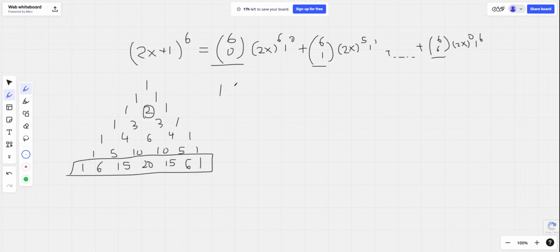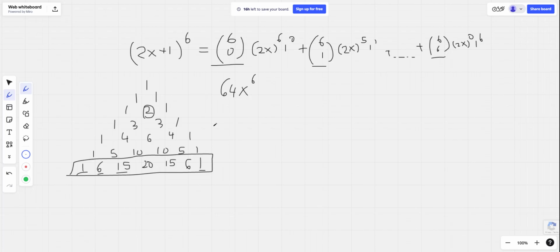1 times (2x)^6, if we raise the whole thing, that's 64. And 6 choose 0 is 1. That's 6 choose 0, 6 choose 1, 6 choose 2, and so on, until 6 choose 6. 6 choose 0 is 1, (2x)^6 is 64x^6, 1 to the 0 is 1, so we have the first term here, 64x^6.